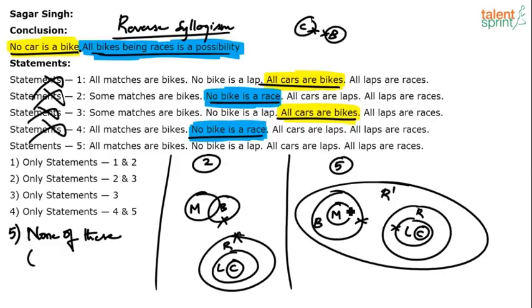The statements said all matches are bikes, no bike is a lap, all cars are laps, and all laps are races. So instead of drawing all laps are races in one fashion, we have drawn it in this fashion. This is a possible way of drawing races, R dash. The moment I draw R dash, all bikes being races becomes possible, right? You see, all the bikes have become races. So all bikes being races is possible.